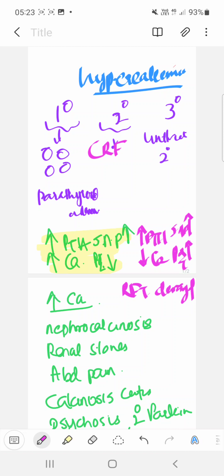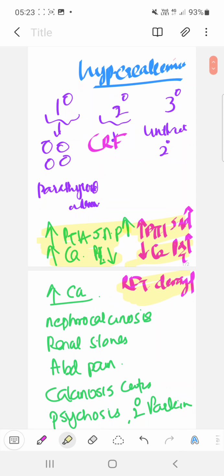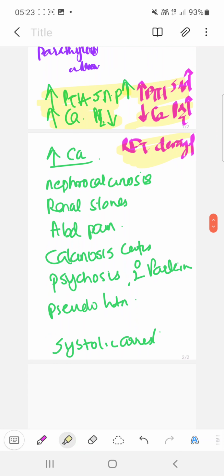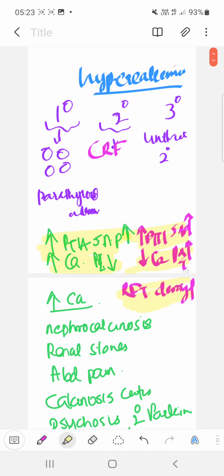In tertiary, it is untreated secondary, or when there is chronic kidney disease, there is autonomous gland resection that is causing tertiary. So this is about hypercalcemia: primary, secondary, tertiary, and clinical features.